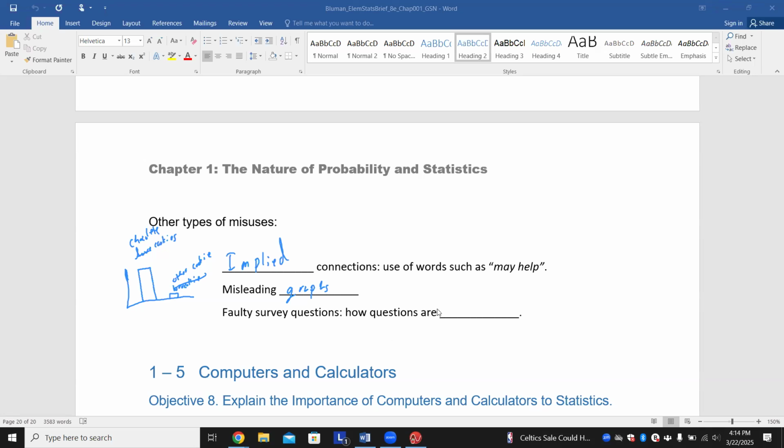Faulty survey questions. Again, how questions are phrased is huge, right? I don't know if y'all vote yet, but sometimes when we vote for a proposition, the way it's worded, we're like, well, I don't want my tax to go up, so I'll say no. But the way it was worded was, well, if you don't want it, you should say yes. And then we just said no. So that means now we want our taxes to go up, right? Surveys are the same way. It's all about how it is used. All right.